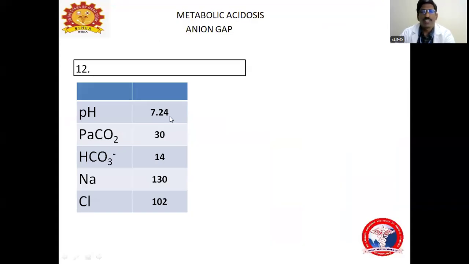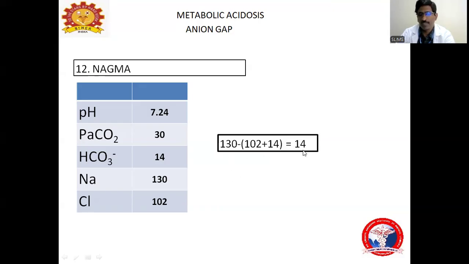So now you see the metabolic acidosis. You are confirming with the PaCO2 and bicarbonate. So this is metabolic acidosis. In the following slides, you will have metabolic acidosis, and you have to concentrate on the sodium and the chloride. Now what is the anion gap? 130 minus 102 plus 14. The anion gap is 14. This is called normal anion gap metabolic acidosis.